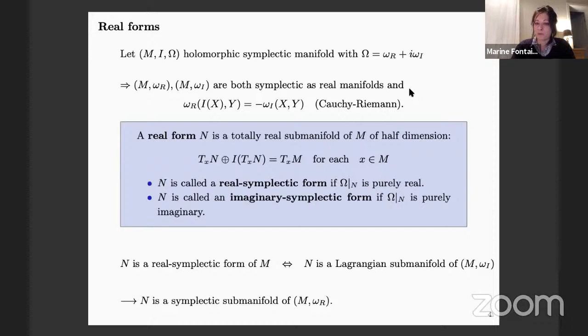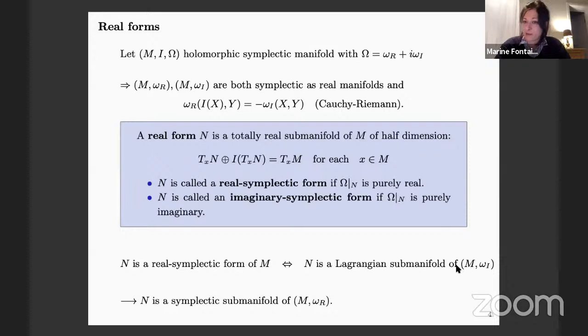And on the other hand, you can also define an imaginary symplectic form. When you restrict the holomorphic form to it, you get something purely imaginary. You can treat both in the same way. I will mainly talk about the first one, but everything works really similarly if you take imaginary symplectic form. So if you take one such real symplectic form of M, then it is a Lagrangian submanifold of M with respect to the imaginary symplectic form.